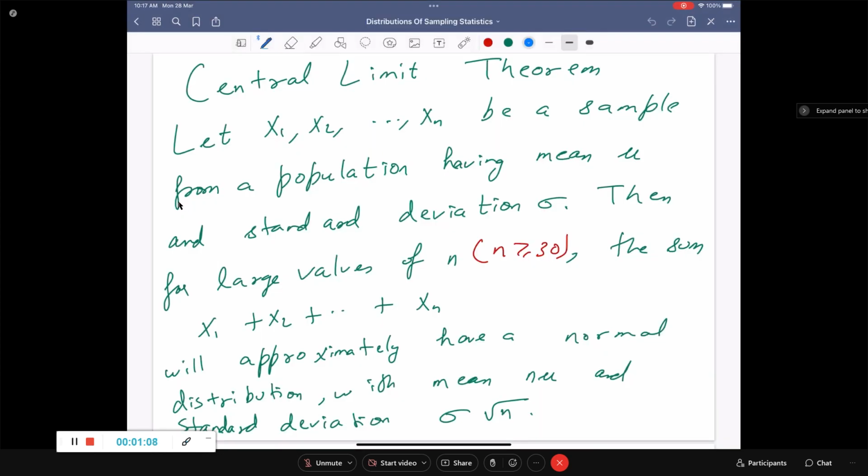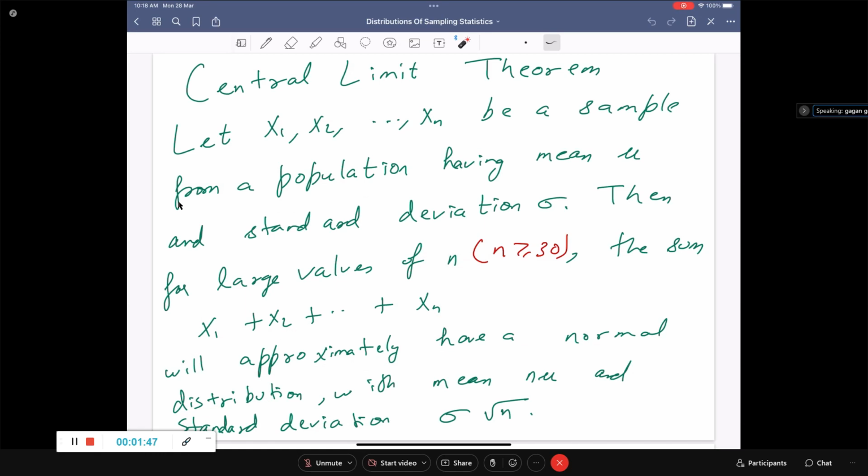Okay, so I'll quickly recap what we did last time and then move on to the next topic. So we covered the central limit theorem last time, which essentially said that if you have a sample from a population which has a certain mean and standard deviation, then for large values of n, the sum of those random variables will approximately have a normal distribution. That is the main idea of the central limit theorem, and it is very powerful because we are not assuming any distribution on these random variables.